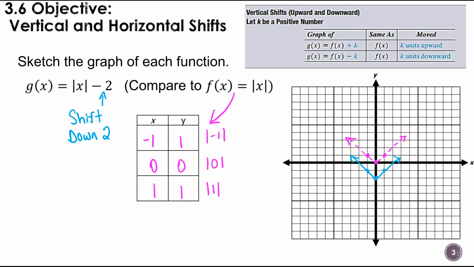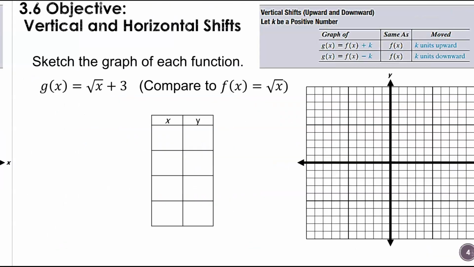Okay, so the blue graph is the graph of g of x equals the absolute value. Let me take that off of there and try that again. So we have a shift down 2. The blue graph is g of x equals the absolute value of x minus 2. Okay, so let's look at the next one.